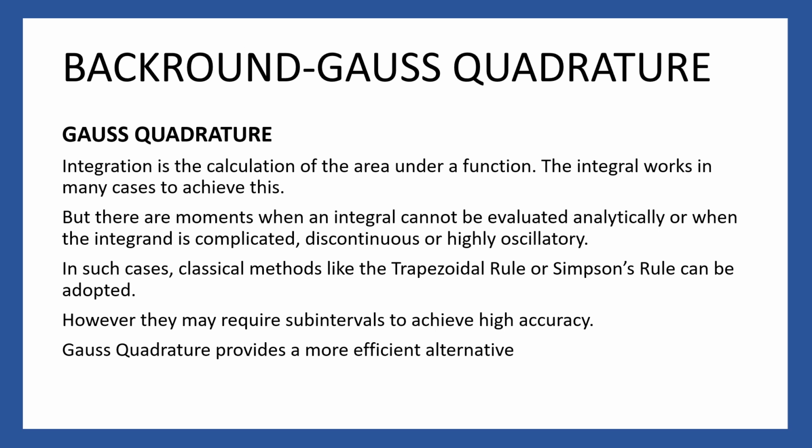We start off with the background. Integration is the calculation of the area under a function, and the integral works in many cases to achieve this, but there are moments when an integral cannot be evaluated analytically, or when the integrand is complicated, discontinuous, or highly oscillatory. In such cases, we have classical methods like the trapezoidal rule or Simpson's rule, which can be adopted, and they require subintervals to achieve high accuracy in some circumstances, and this can actually be a bit cumbersome, so Gauss quadrature provides a more efficient alternative.